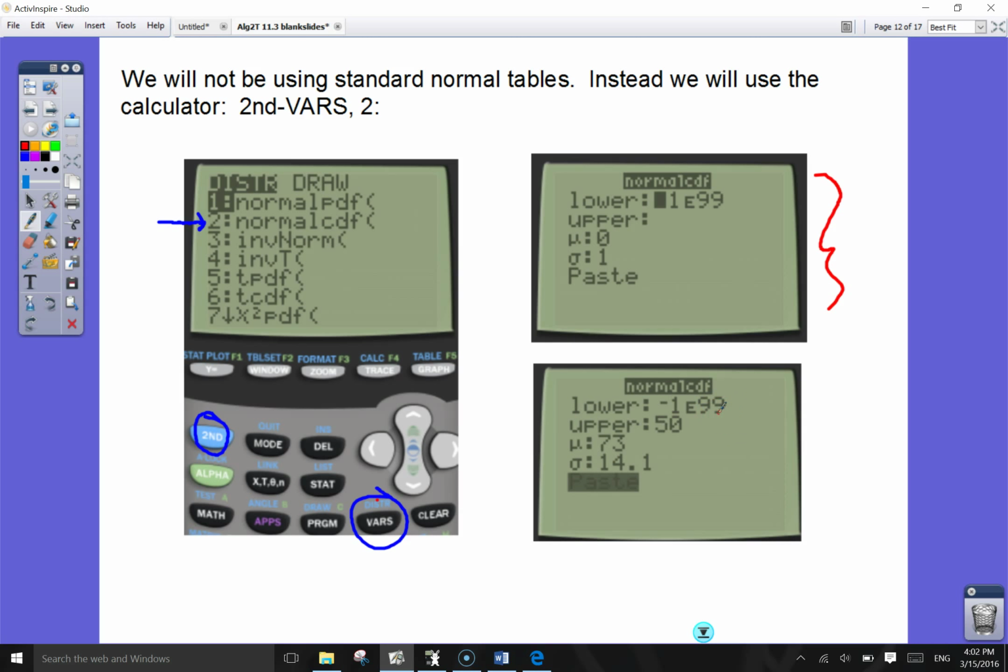But understanding that 99.7% of the area is between 3 and -3 standard deviations, we don't really need to go that far. You could probably have put in 0 here, and you're going to get the same values anyways. So anyways, second vars 2, this is for our problem. Okay, -1e99 is the lower bound, 50 is the upper bound, 73 is the mean, 14.1 is the standard deviation.